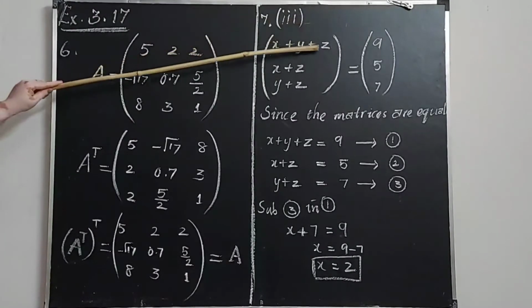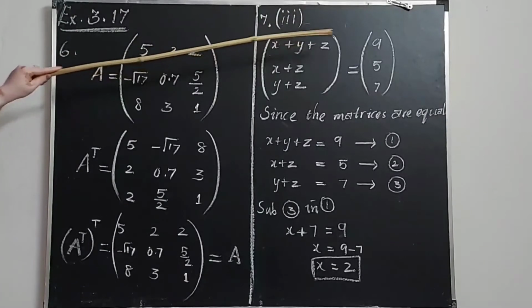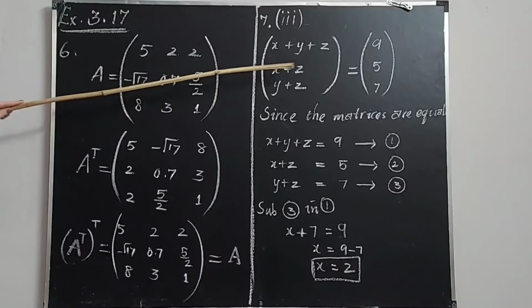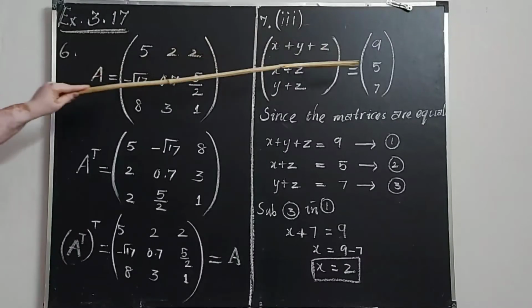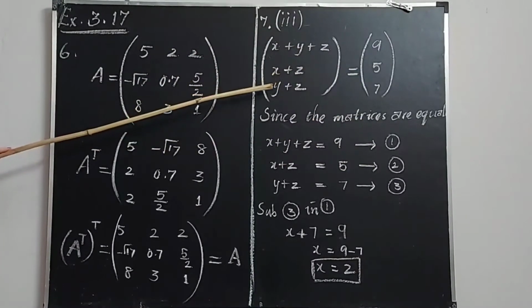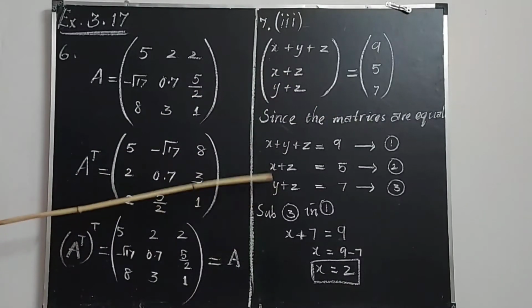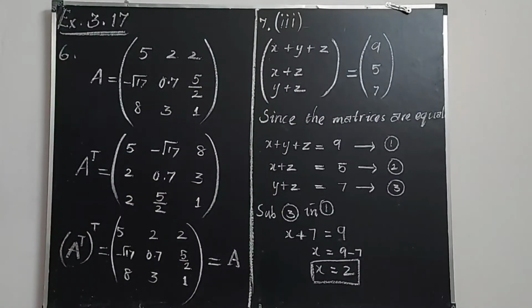x plus y plus z is a single element. That is equal to 9. Then second row has only one element, that is x plus z, which is equal to 5. And third row is y plus z, that is equal to 7. Now we got 3 equations in the variables x, y and z. You are asked to find the values of these variables. How do you get this?